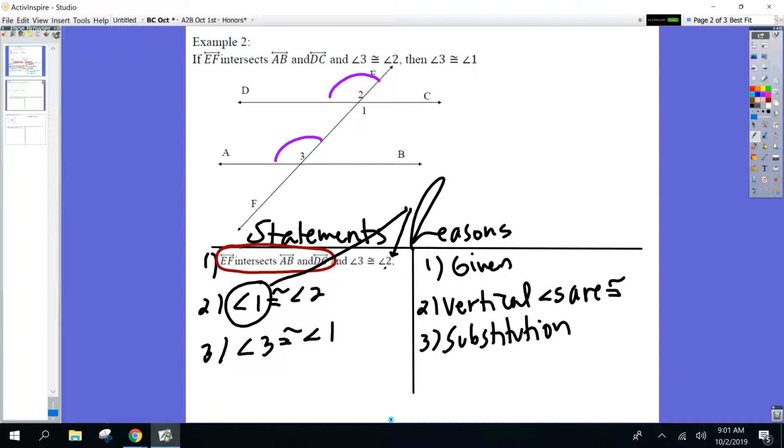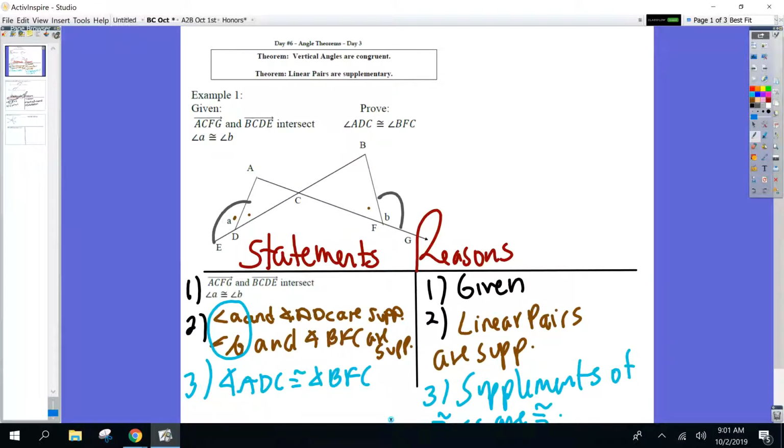Okay? Do not overlook this given. If you are finding that they are giving you lines intersect, look back at the last proof we did. They gave me straight lines intersecting. It's either vertical angles or linear pairs. Going to be involved somehow. All right?